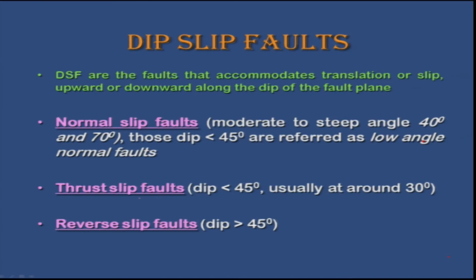Now thrust fault and reverse fault both are in a compressional tectonic environment, but the difference here is only in terms of the angle. Okay. If the fault is dipping less than 45 degrees, then it is usually termed a thrust fault. And if the fault angle is greater than 45 degrees, then it is termed a reverse fault. In these two fault types of compressional tectonic environment, the block will move up with respect to one another. Whereas in the normal slip fault, the block will move down.